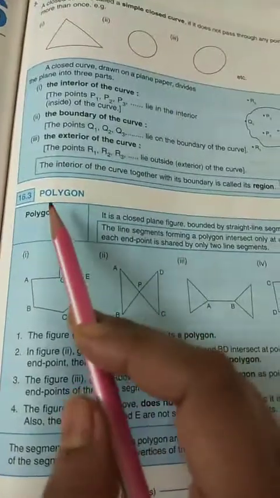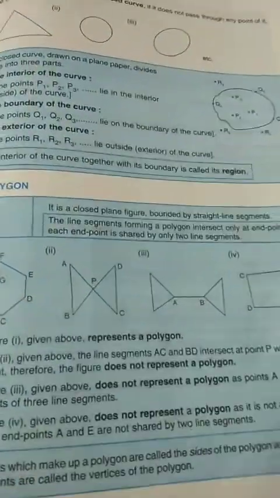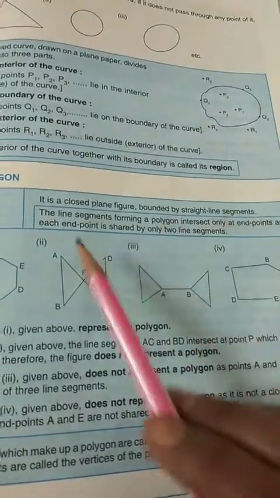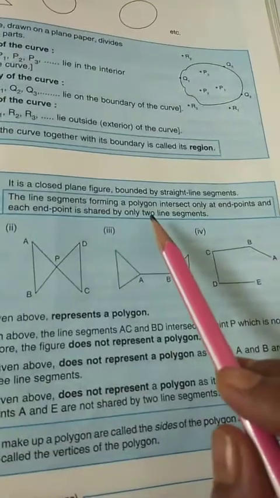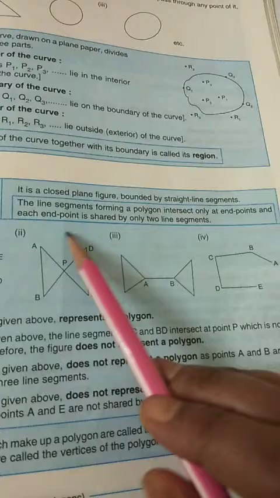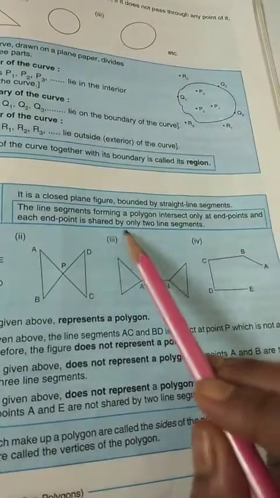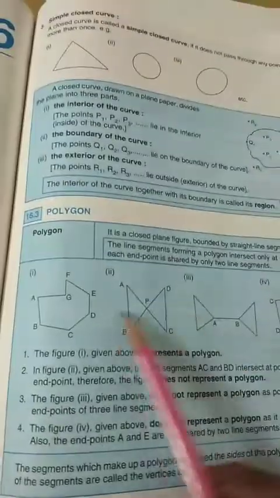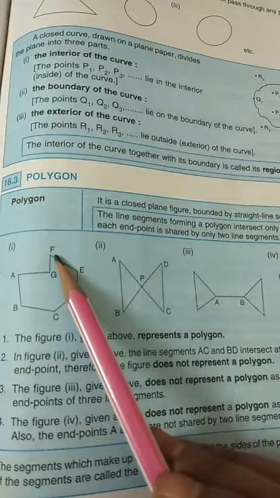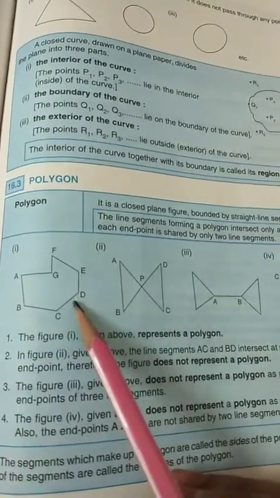Now we are talking about polygons. So what is a polygon? They have defined it here. It is a closed plane figure bounded by straight line segments. The line segments forming a polygon intersect only at endpoints, and each endpoint is shared by only two line segments. Now this is a polygon. Poly means many and gons means side. So you can see this is a polygon figure, and it is closed from all the sides.